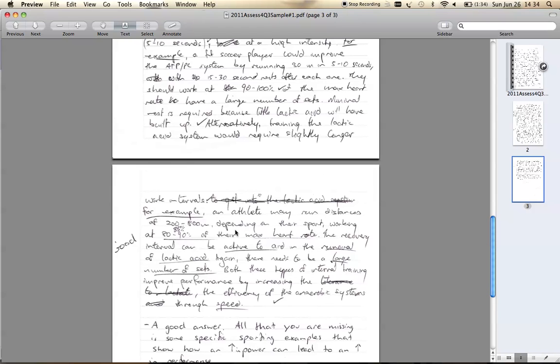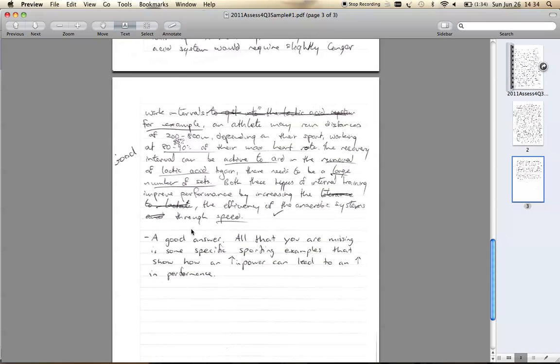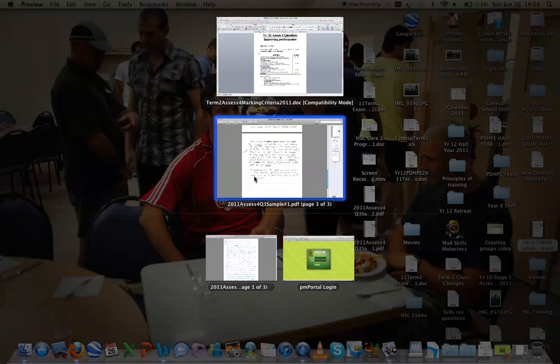And you can see my final comment here is there's a good answer, but all he's missing is the specific sporting example showing where this improvement in power is going to help improve a person's performance. So that's one example of a sample answer.